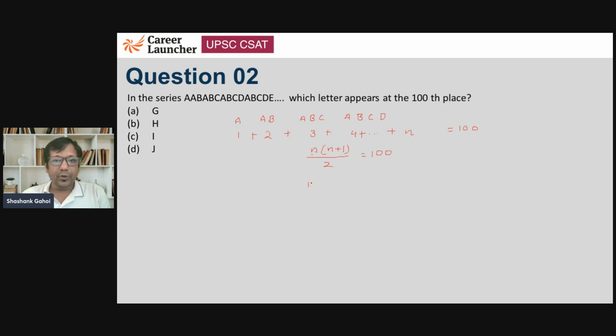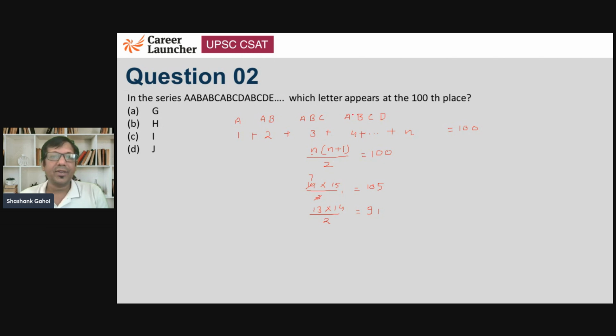So n is 14, and 14 into 15 divided by 2 comes out to be what? 105. So this is a little more. Now instead of 14, let's go with 13. So 13 into 14 divided by 2 comes out to be 91.